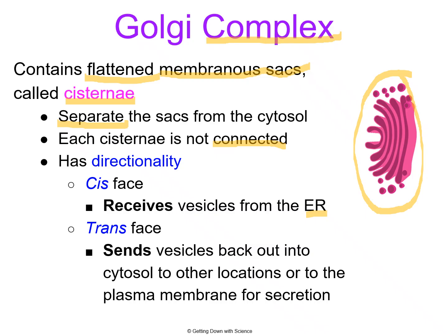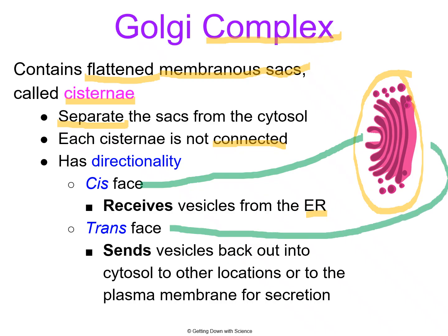And I'm going to use a different color, and I'm going to show you where each thing is. I'm going to try to just draw a line here. This region right here in the front, where the smallest lobe or the smallest sac is, that is our cis phase. Our trans phase is going to be behind, where the longest flattened membranous sac is. That is our trans phase. So again, the cis phase is responsible for receiving vesicles coming towards the Golgi complex from the ER, and the trans phase is responsible for sending vesicles into the cytoplasm or the cytosol to be distributed to other areas or to be secreted out of the cell.